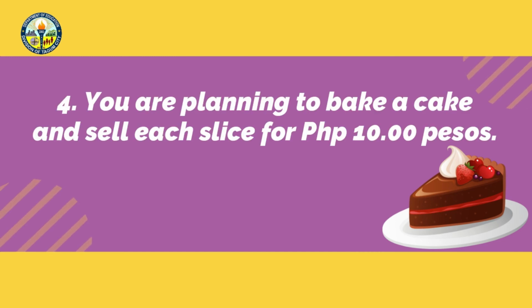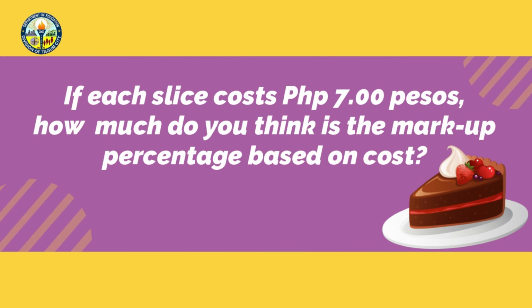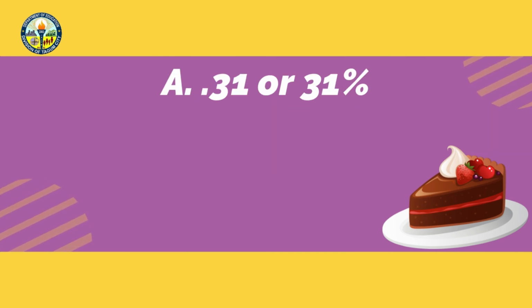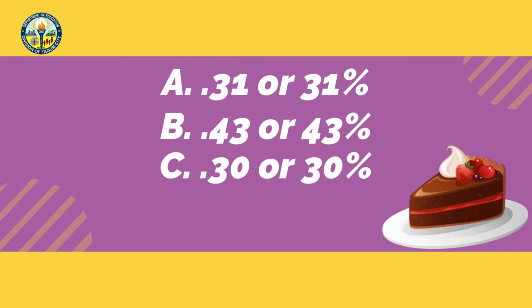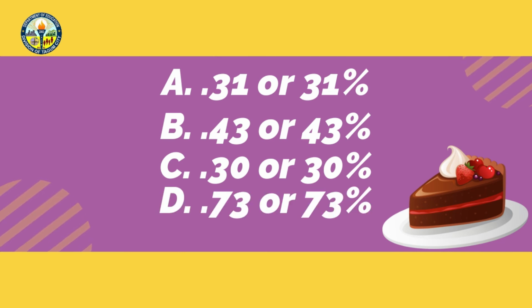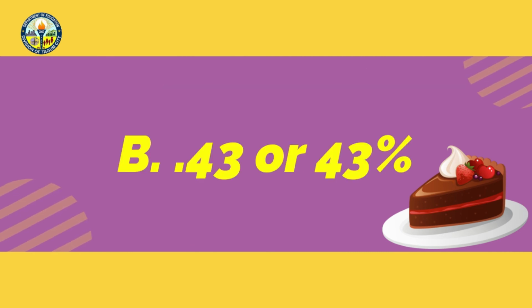Number 4. You are planning to bake a cake and sell each slice for 10 pesos. If each slice costs 7 pesos, how much do you think is the markup percentage based on cost? Letter A, 31 or 31%. Letter B, 43 or 43%. Letter C, 30 or 30%. Letter D, 73 or 73%. The correct answer is letter B, 43 or 43%.